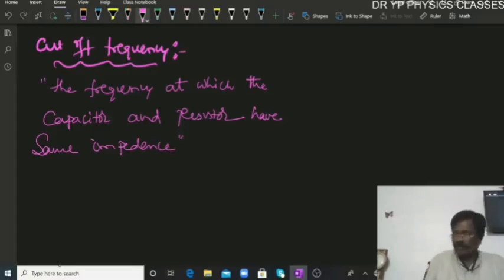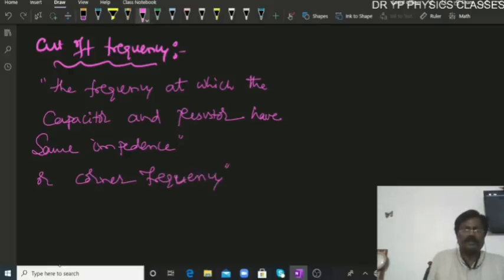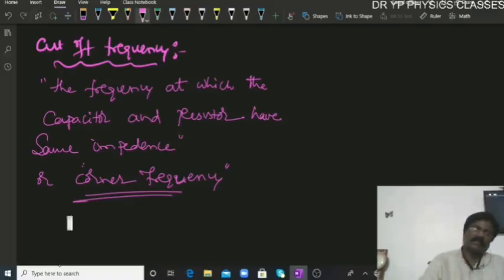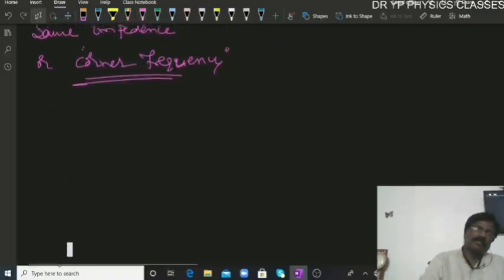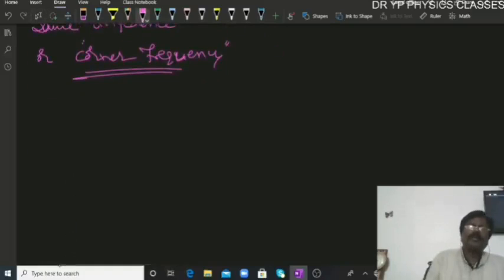Okay, same impedance. So this particular frequency is called the cutoff frequency, or it is also called the corner frequency. The frequency or cutoff frequency, one and the same. So the frequency at which the capacitor and resistor have the same impedance is called the corner frequency or cutoff frequency.